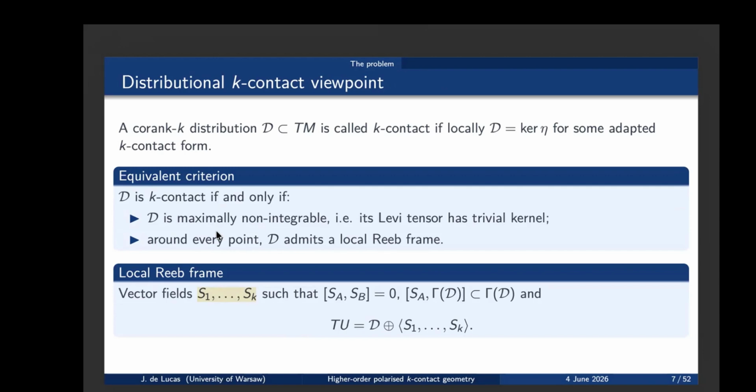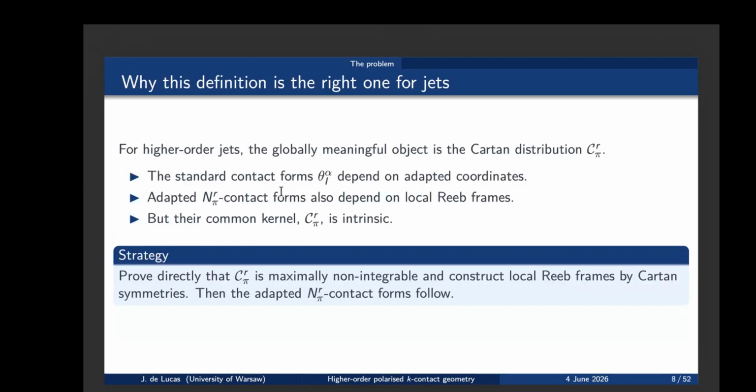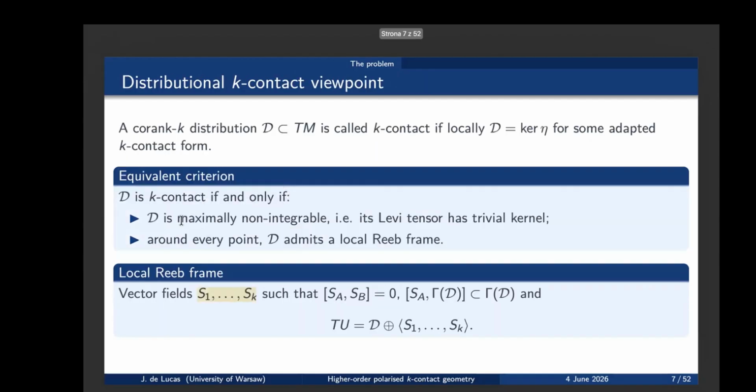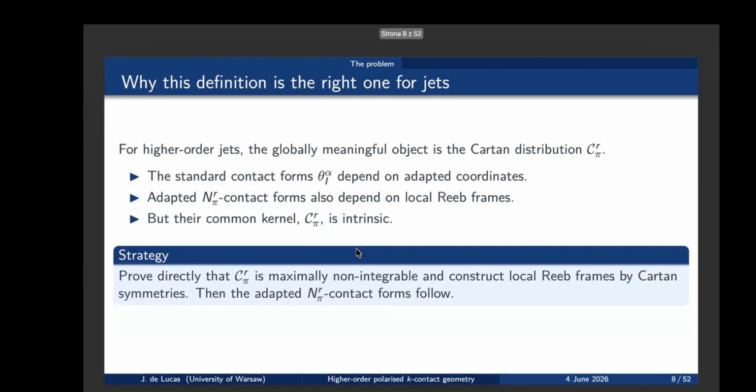And this works because for us, there was no manner to obtain the K-contact form associated to them, but there was a way to look for this. Look, this thing is maximally non-integrable, and you have to obtain a local Reed frame of symmetries. Yeah, this is easy.